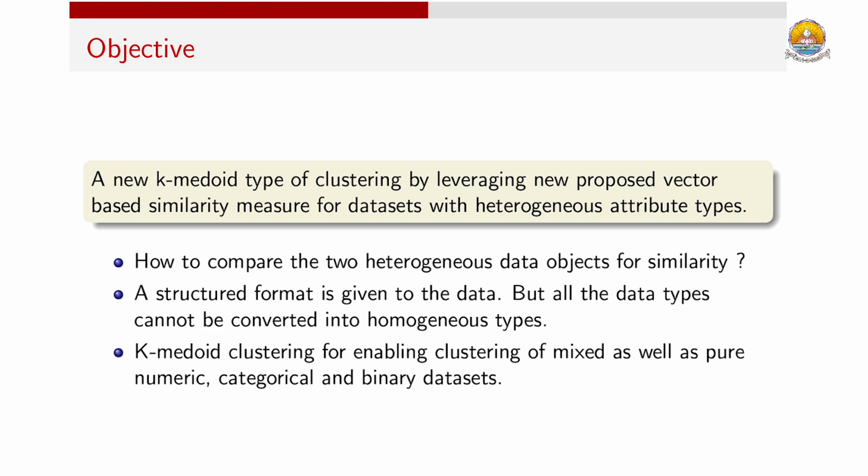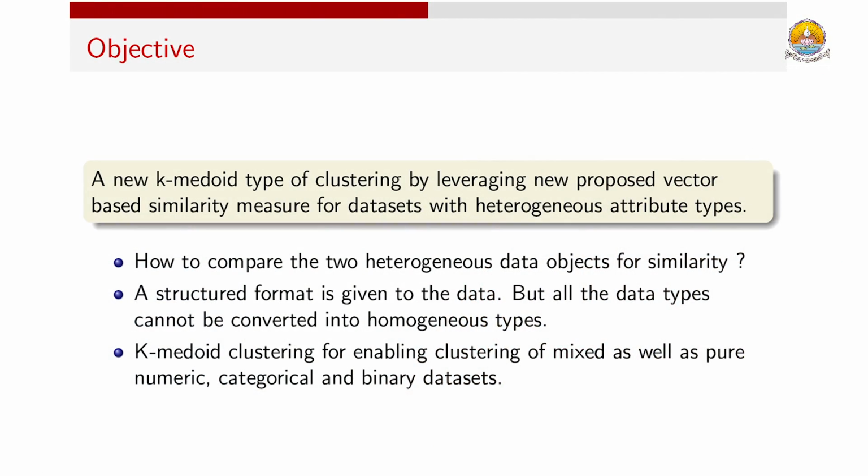So, the objective of our paper is to come up with a new K-Medoid type of clustering by leveraging our newly proposed vector-based distance measure for datasets with heterogeneous attribute types. The issues to be dealt with here are how to compare two heterogeneous data objects for similarity. The other thing is the structured format which is necessary to be given to the data, but all the data types cannot be converted into homogeneous data types. Another thing is the main K-Medoid clustering for enabling clustering of mixed as well as pure numerical, categorical and binary datasets. So this is just to give you a description of the problem.